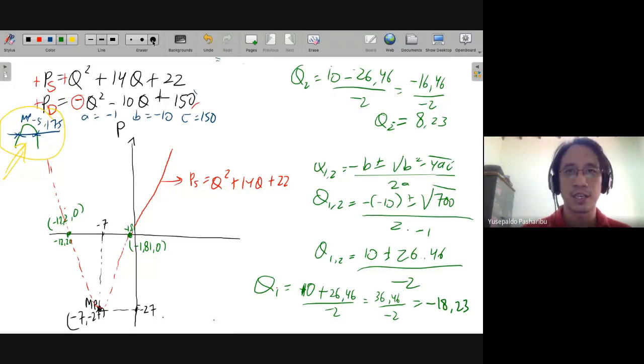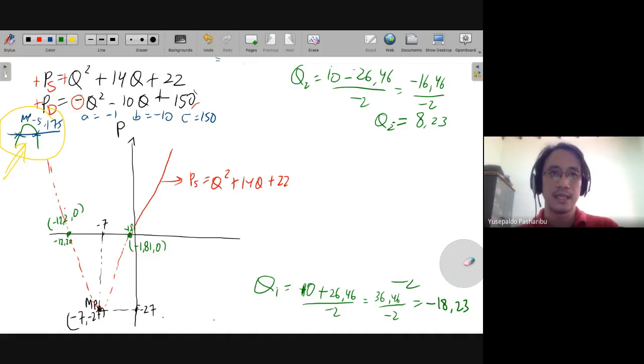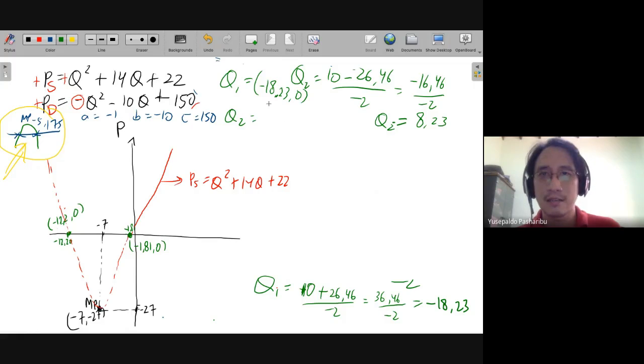So we have 2 coordinates and 1 maximum point. Yeah, 2 coordinates, Q2 and Q1. Q1 equals minus 18.23, 0, and Q2 is 8.23, 0. This is the coordinate.